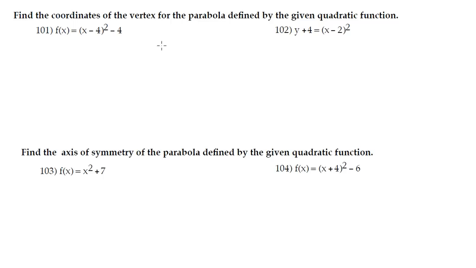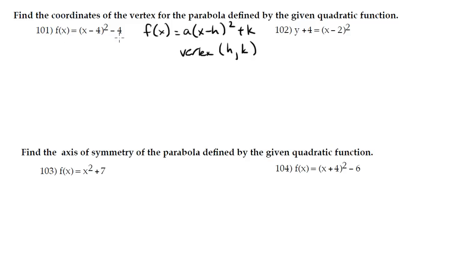Okay, 101 through 104. We're all talking about parabolas here. So the coordinates of the vertex of the parabola, in general, a times x minus h squared plus k. The vertex is h comma k.